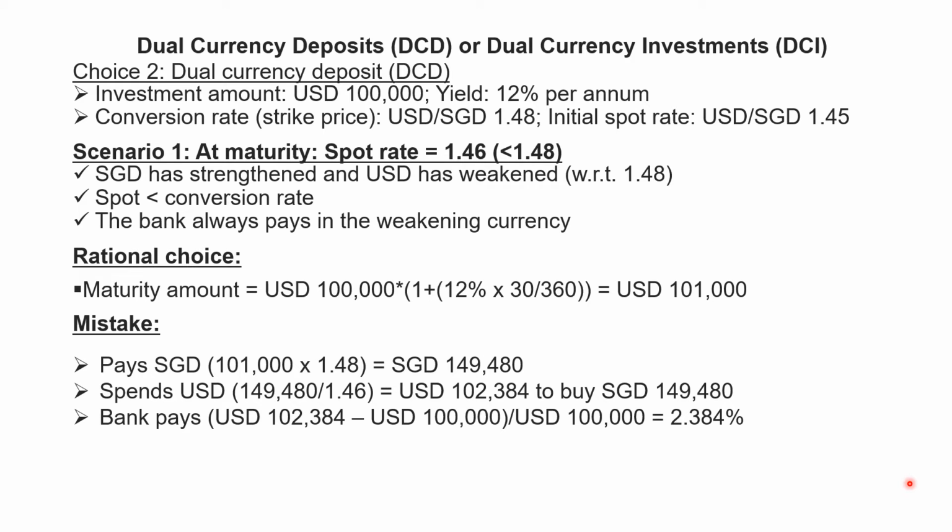Therefore, it will not convert unless the spot rate moves above 1.48 on maturity. Else, it will be paying more than it promised because it will need to buy Singapore dollars at a higher rate in the market than the conversion rate. Remember, the SGD has strengthened and the USD has weakened in this scenario. The bank always pays in the weakening currency when you look at it from the perspective of the strike price or the conversion rate. The bank has calculated its maximum cost at 1% per month.